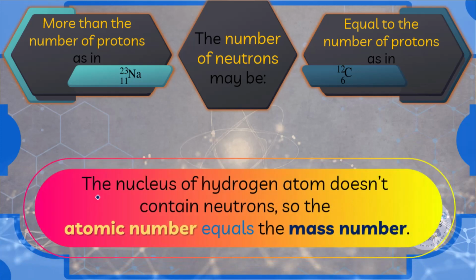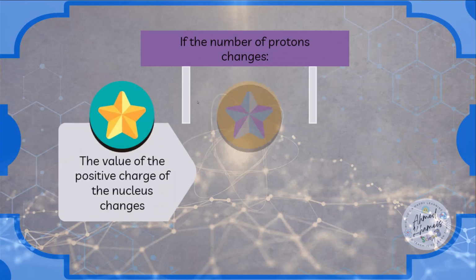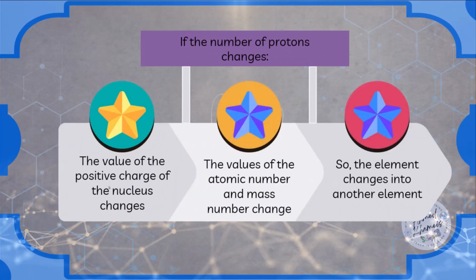And notice that the nucleus of hydrogen doesn't contain any neutrons. So the atomic number of hydrogen equals the mass number of hydrogen. So what will happen if the number of protons changes? First, the value of the positive charge of the nucleus changes. The value of the atomic number and mass number will change. So the element will be a completely different element. So the element changes into another element.